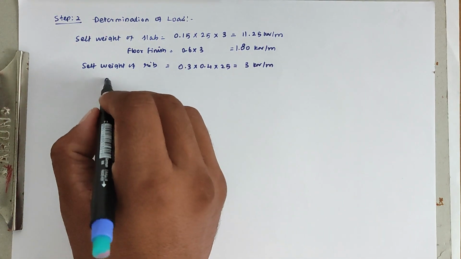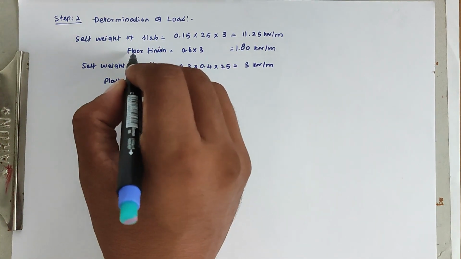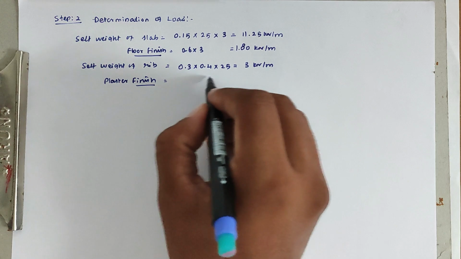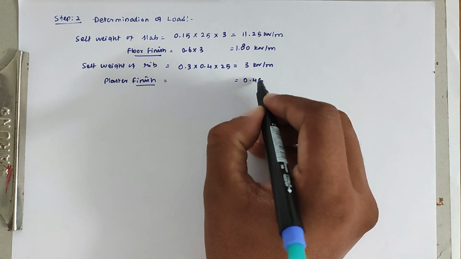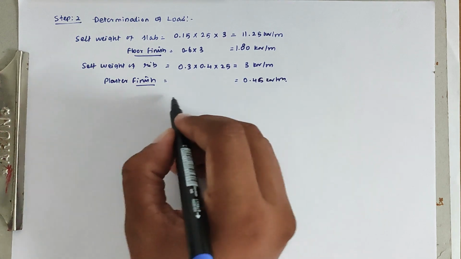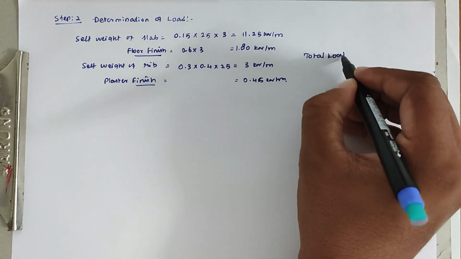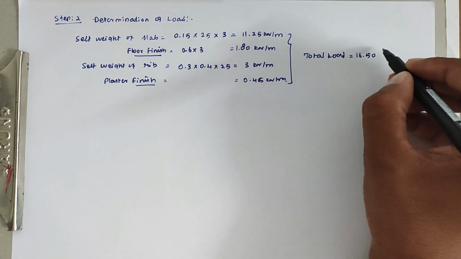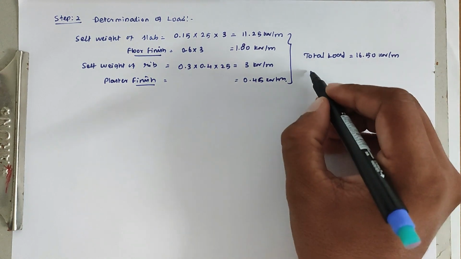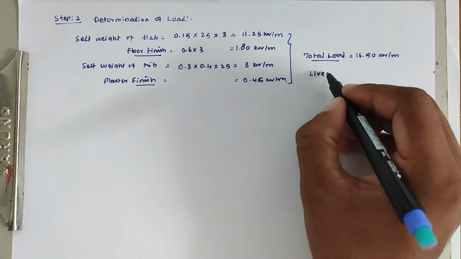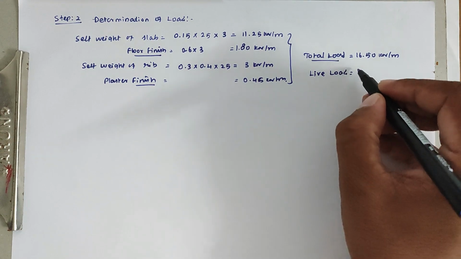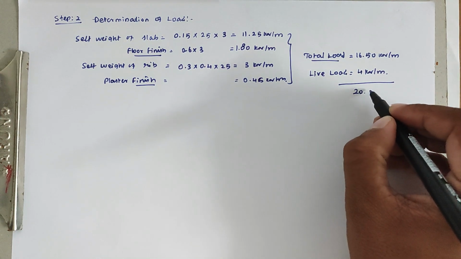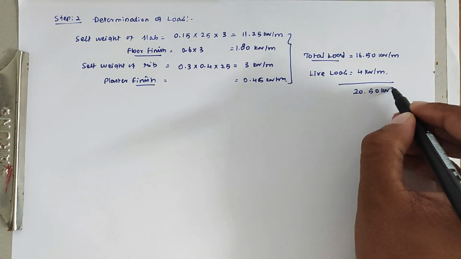Next is plaster finish. The slab has the floor finish and the rib has the plaster finish, which we take as 0.45 kilonewton per meter. Now we get the total load by summing all of these: the total dead load is 16.50 kilonewton per meter. Then live load is given as 4 kilonewton per meter. So the total load will be 20.50 kilonewton per meter.